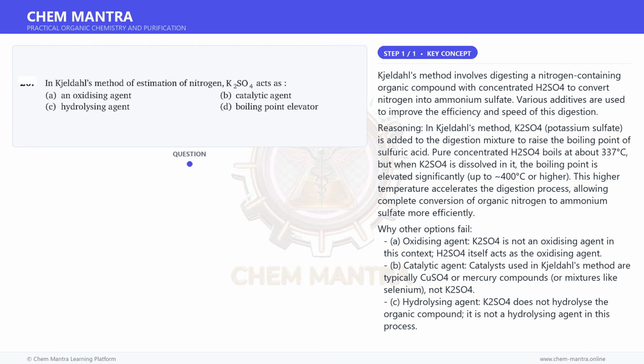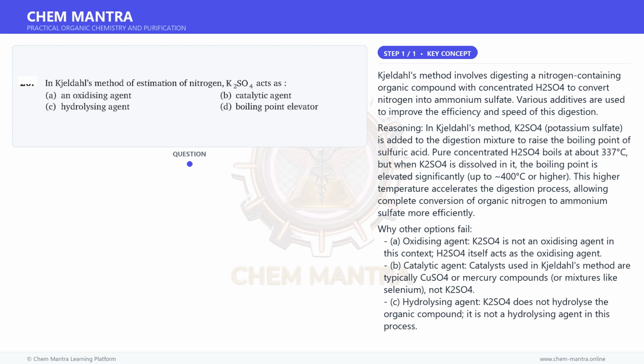Reasoning: in Kjeldahl's method, K2SO4, potassium sulfate, is added to the digestion mixture to raise the boiling point of sulfuric acid. Pure concentrated H2SO4 boils at about 337 degrees Celsius, but when K2SO4 is dissolved in it, the boiling point is elevated significantly, up to 400 degrees C or higher. This higher temperature accelerates the digestion process, allowing complete conversion of organic nitrogen to ammonium sulfate more efficiently.